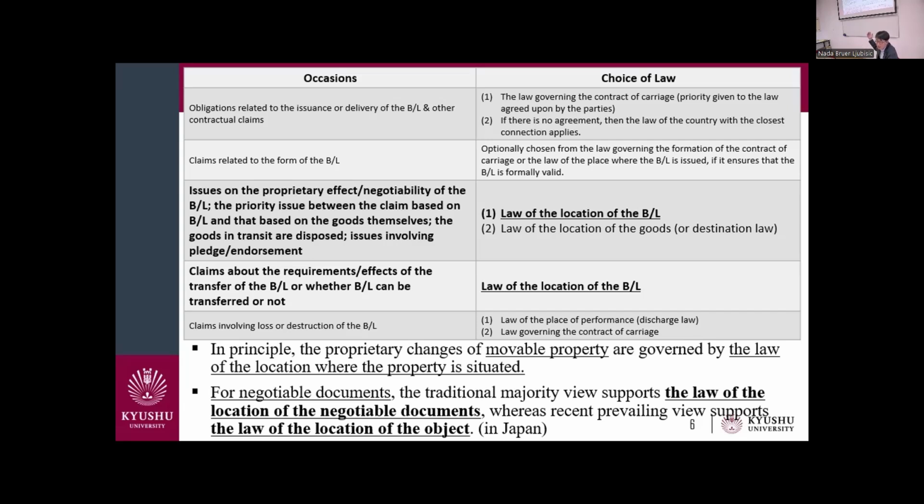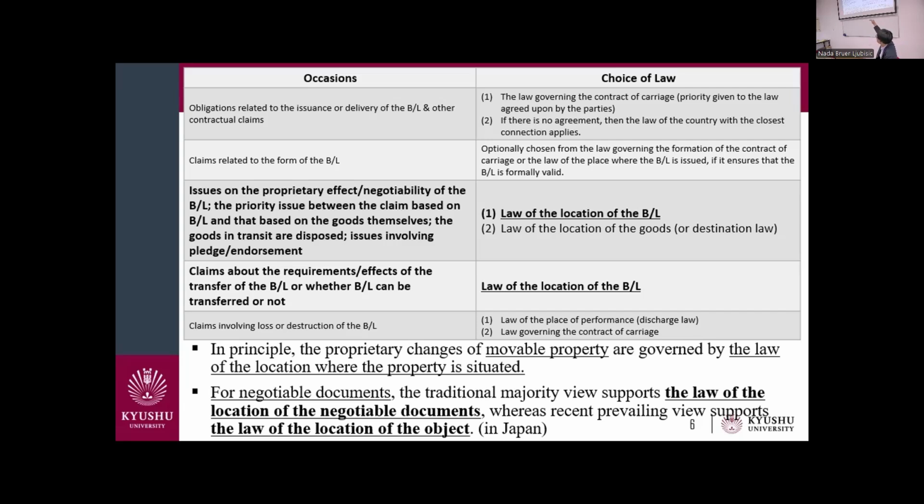So in that case, because we don't have a private international law or choice of law rule, particularly for the use of a bill of lading, we have many debates, and some are coming from the precedents, and the major scholarly thoughts are divided into two. One is the law of the location of the bill of lading. The other is the law of the location of the goods, or sometimes destination law.